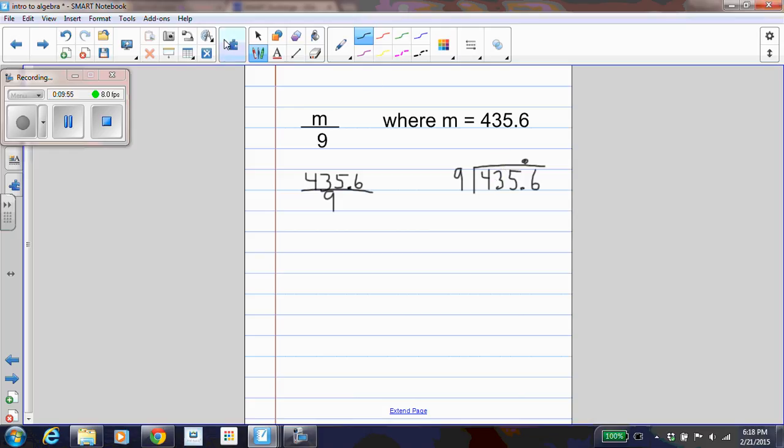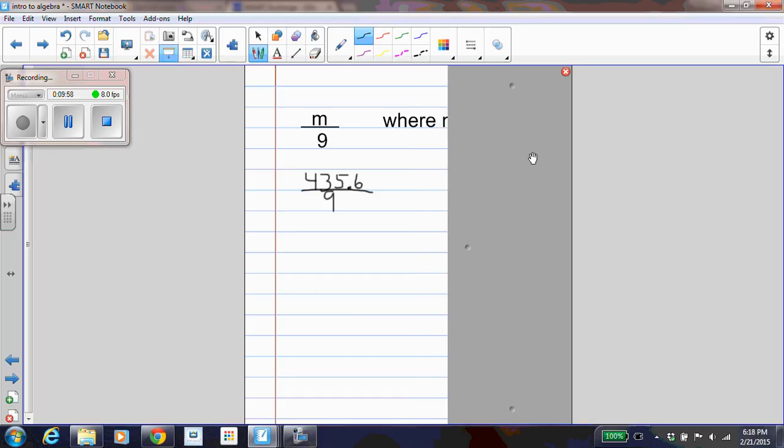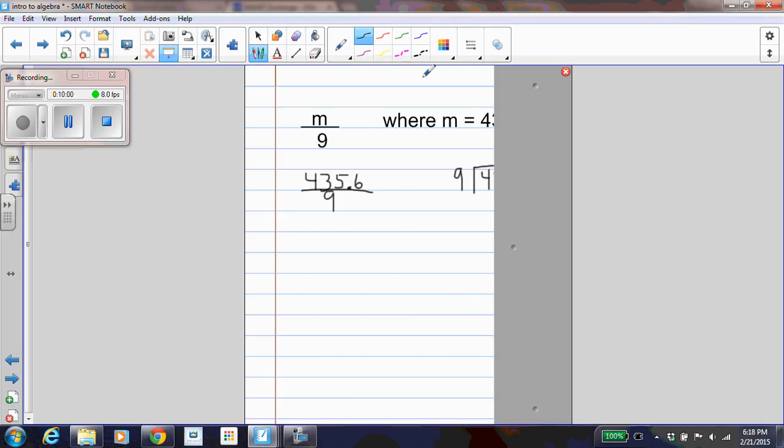9 into, and I'll show you this too. This actually works. It may help you. 9 goes into the 4, or 4 divided by 9, 0 times. Now, I'm not going to do the 0 times 9, but I put this here as a placeholder to be neat. Okay. 43 divided by 9, then, is going to be a 4. So I put my 4 here. 4 times 9 is 36. And I subtract, and I have 7 left over.